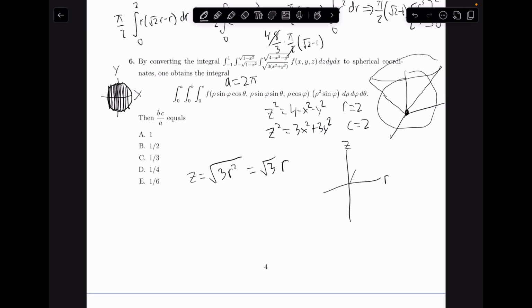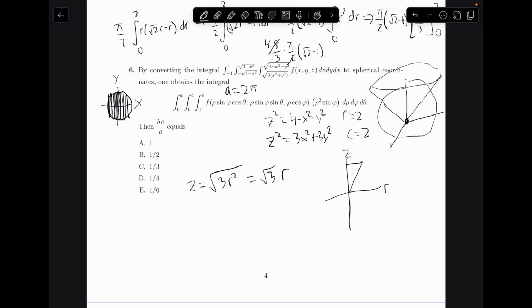So if we draw out our line, because Z equals square root 3 R at the end of the day is just a line with slope 3, we have something like that. And this is going to be our line. If we mark this, I'm going to make it a little bit bigger. This distance right here is square root 3, and this is just 1.